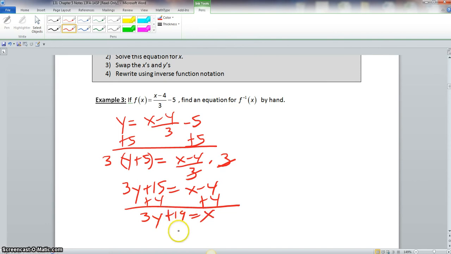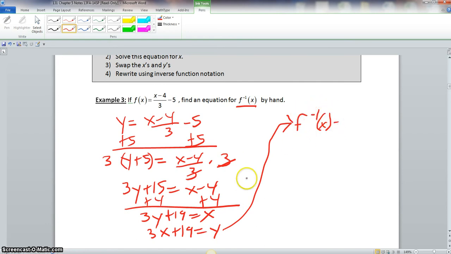Now, our third step is this here. We will switch the x's and y's. So this would become 3x plus 19 is equal to y. Now finally, our fourth step, we want to write this in the inverse notation. So it'll be f inverse of x. And remember, that replaces your y value, equals 3x plus 19. So that is our final answer.